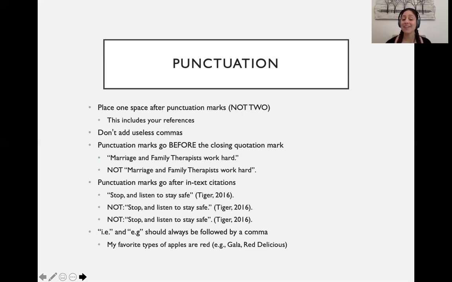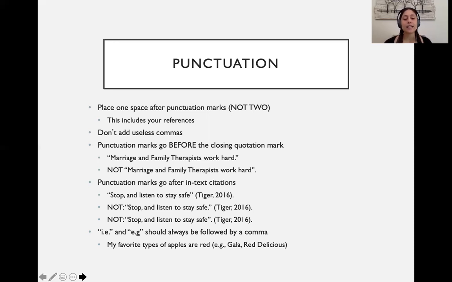Punctuation marks go after in-text citations. And this is where it can get kind of confusing. If you're having to add in a parenthetical citation, like in that first bullet point, your period doesn't go inside the quotation, it goes at the end of that in-text citation. So I've given you the right way to do it and then two wrong ways to do it, okay?